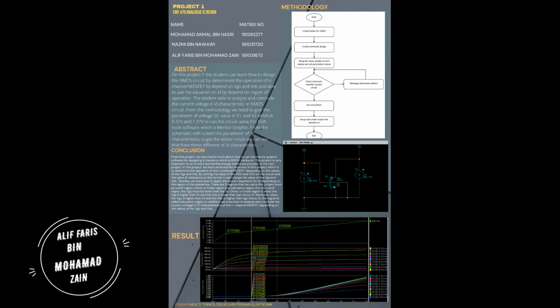I'm from RK86. On this project 1, the student can learn how to design the NMOS circuit by determining the operation of n-channel MOSFET depending on VGS and VDS, and is able to use the equation on ID depending on the region of operation. The student is able to analyze and conclude the current-voltage IV characteristic in NMOS circuit.